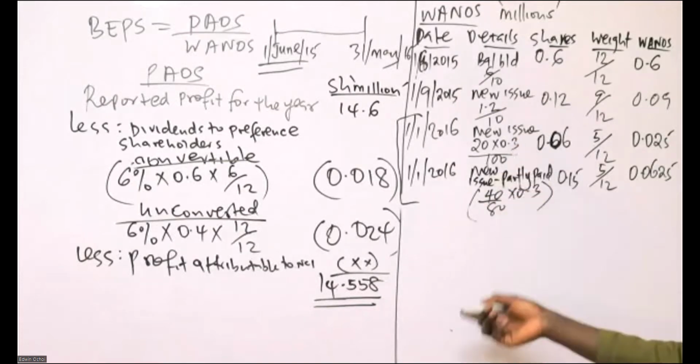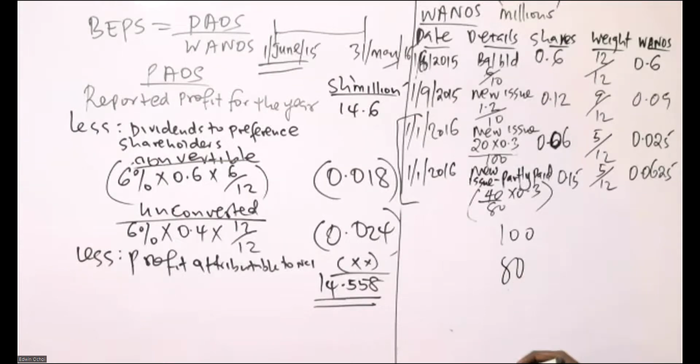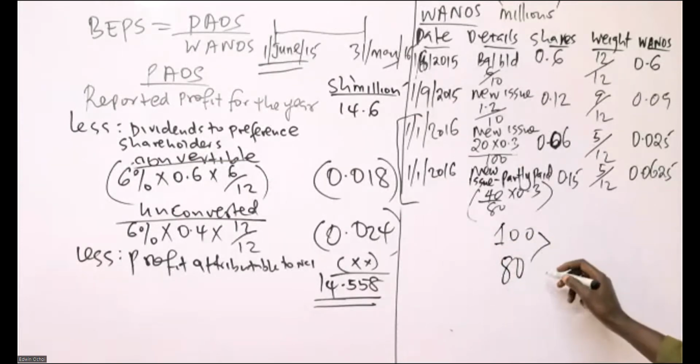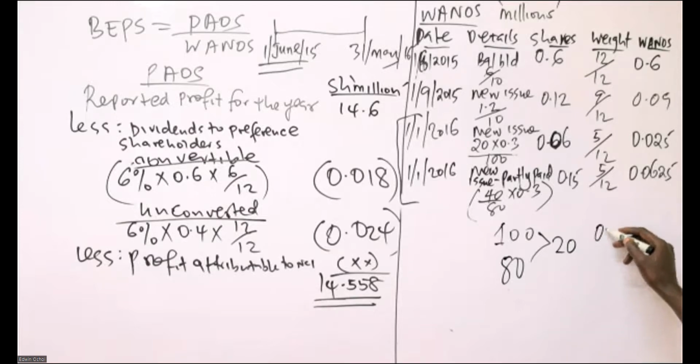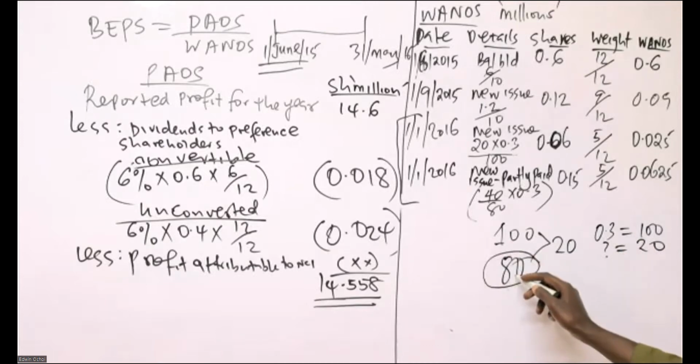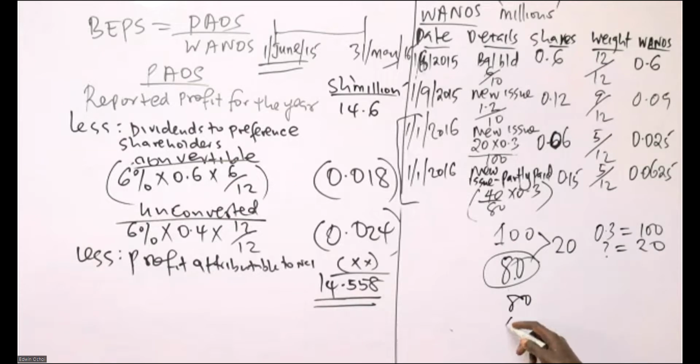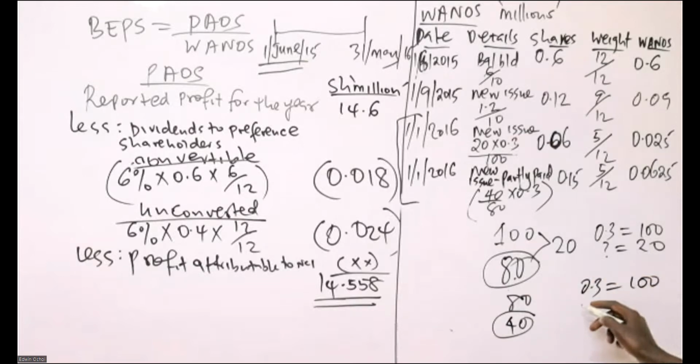What I've done about the first new issue is that the market value was 100, and they issued at 80. So I have recognized the shares based on the price of 20, the bonus element. That is why I said 0.3 we equate at 100. Then the 80, of which 40 was paid this year. The balance was paid next year. So I have said 0.3 is equal to 100. What about the 40 which was paid this year? That is done. The balance of 40 we don't have to recognize this year because it was paid next year. Then for the months, it's from January to May, 5 months.